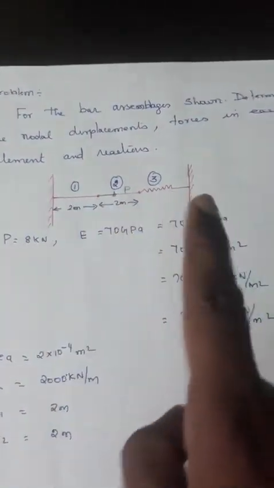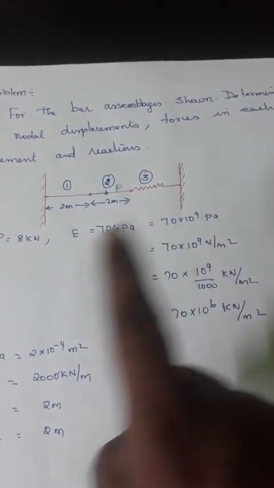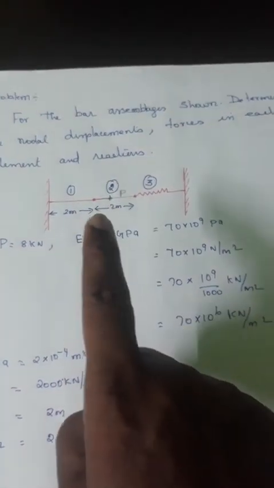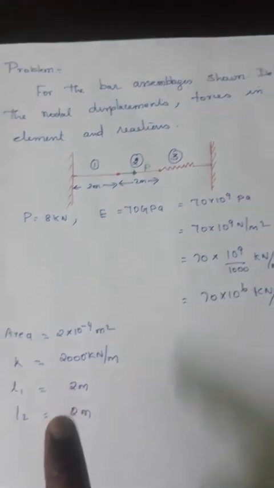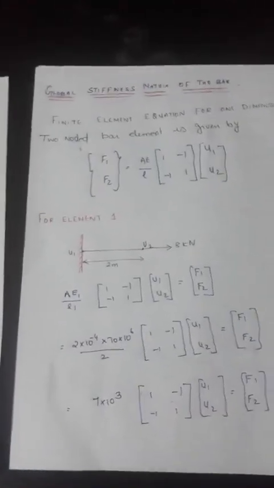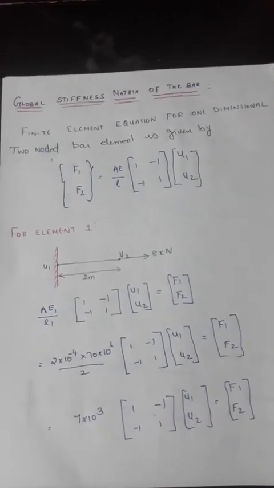So at this node and at this node the displacement will be 0, we know, and the force P is acting at node 2. How much is it? 8 kilonewton. Everything is given. So first, what is the principle? We have to find out the global stiffness matrix.